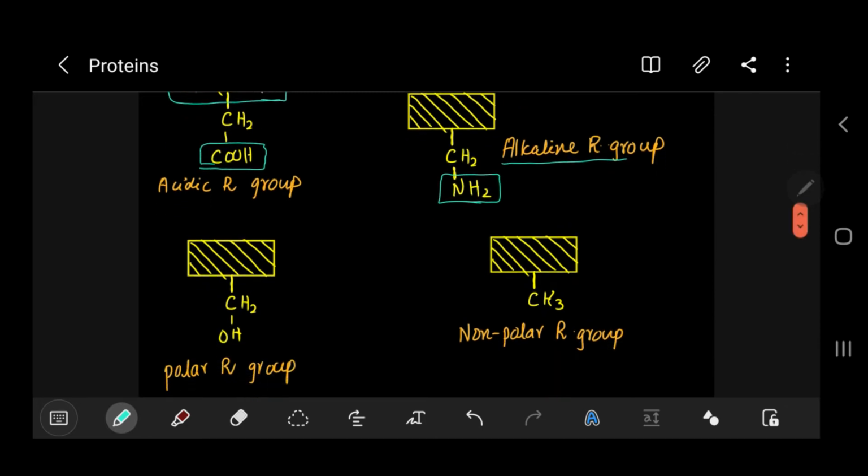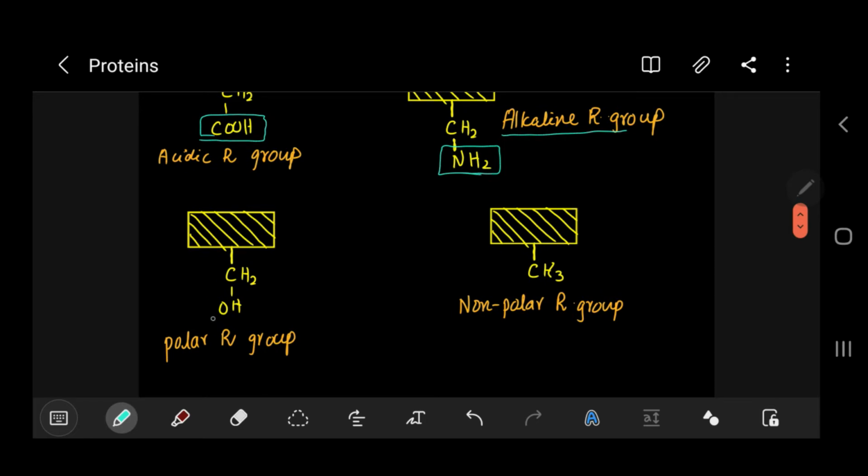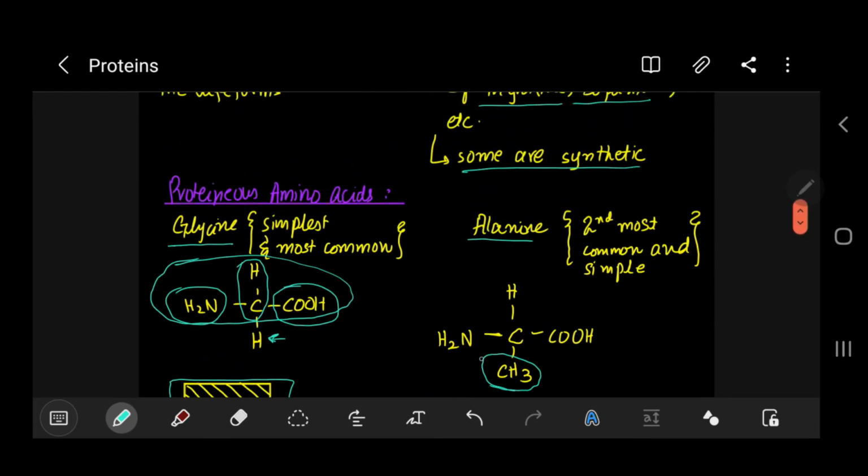And we have a polar R group. Why is it polar? Because we have a dipole forming. Because oxygen is highly electronegative, and hydrogen is not, we have the dipole in this direction. And this is an amino acid with the polar R group, and this is an amino acid with a non-polar R group, which is actually alanine, as we studied here. This is the structure of alanine.